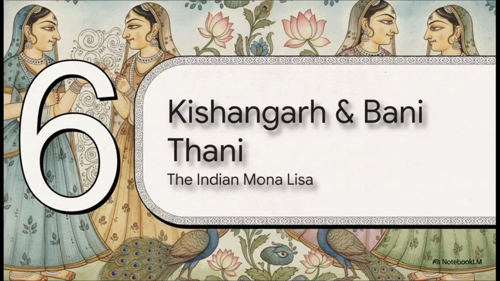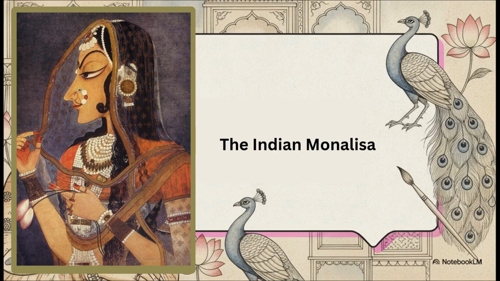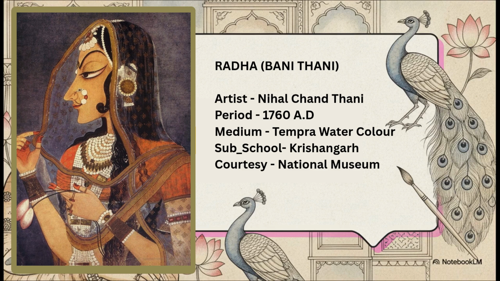Part 6, Kishangarh and Bani Thani. We've arrived at the Kishangarh school and its absolute crowning jewel, Bani Thani. Painted by the master artist Nihal Chand under the patronage of ruler Sawant Singh, this painting is so iconic, it is very often referred to as the Mona Lisa of India. It really is the ultimate symbol of graceful elegance and spiritual romance in Indian art.